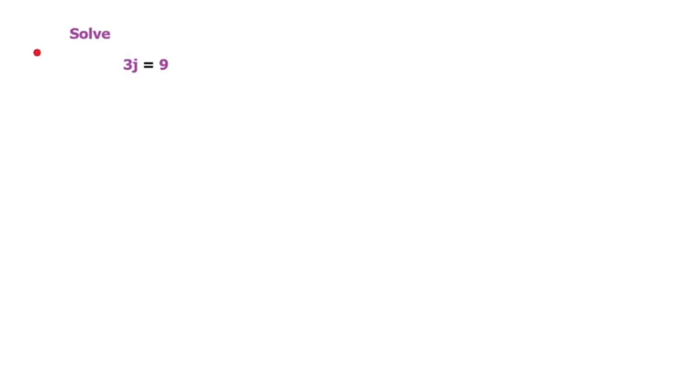So if we have a problem like this that says solve 3j equals 9, you're probably thinking to yourself, what does that mean? Well, j could be any number. When you have it together like this, it just means 3 times j. And like I said, j could be any number, so it's 3 times any number. So what can you multiply 3 by to equal 9? That's what j is going to be.